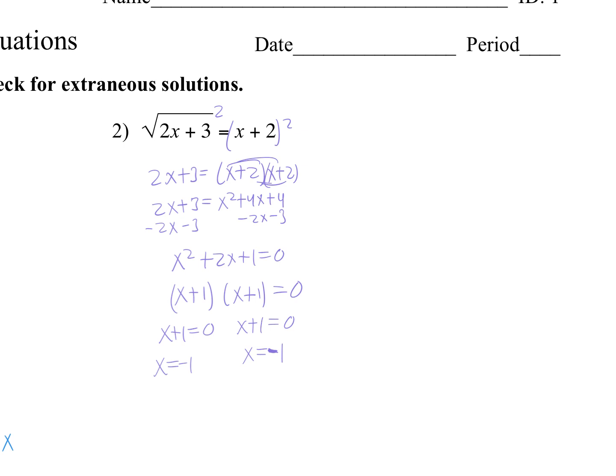So let's check and make sure that this is a valid solution. I'm going to check x equals negative 1. That's the square root of 2 times negative 1 plus 3 equals negative 1 plus 2. All right, and then 2 times negative 1 is negative 2, and negative 2 plus 3 is the square root of 1. So I get the square root of 1 equals 1. So 1 equals 1. All right, so that means 1 is a valid solution.